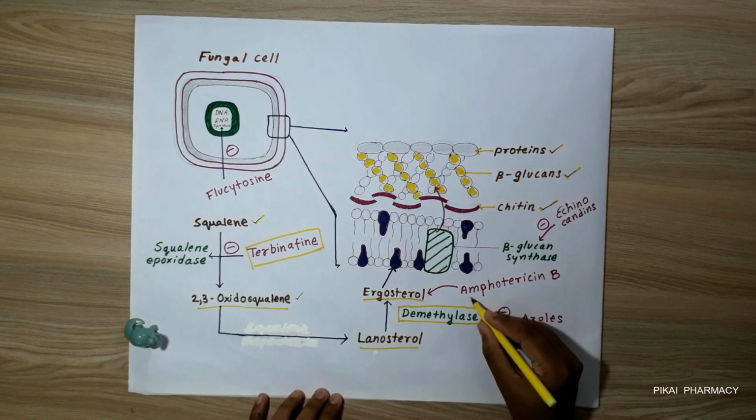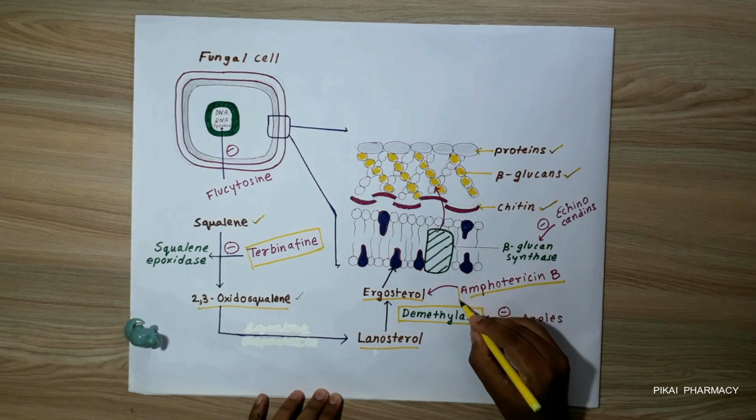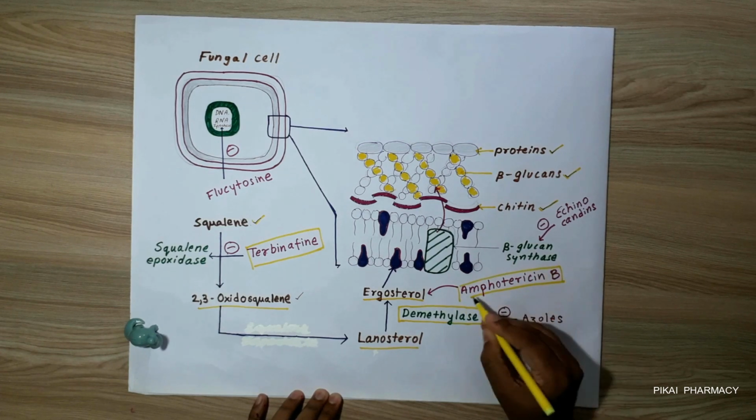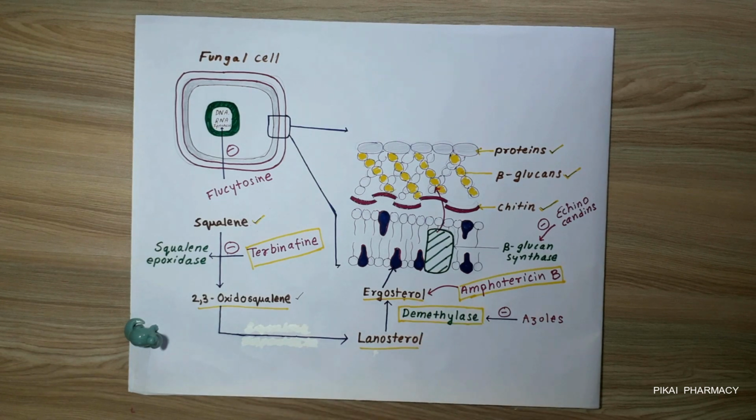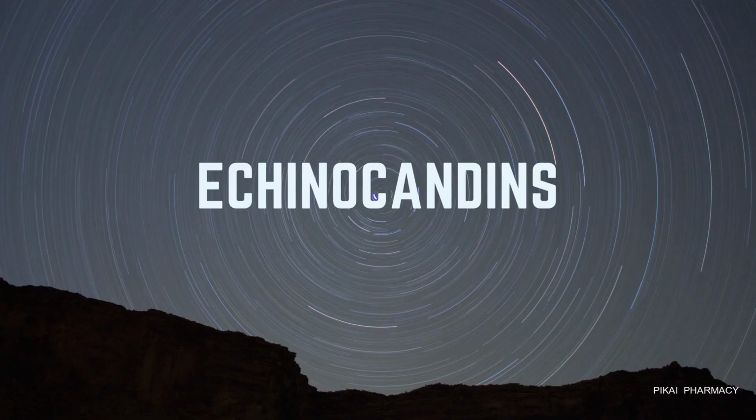So there is a drug known as amphotericin B that binds with the ergosterol in the fungal cell membrane and creates pores in the cell membrane, and from those pores the cell content leaks out, causing death of the fungal cell.